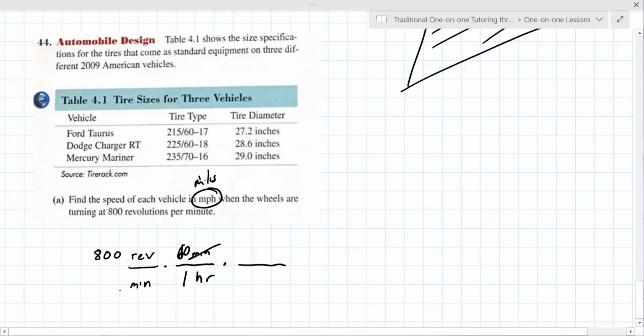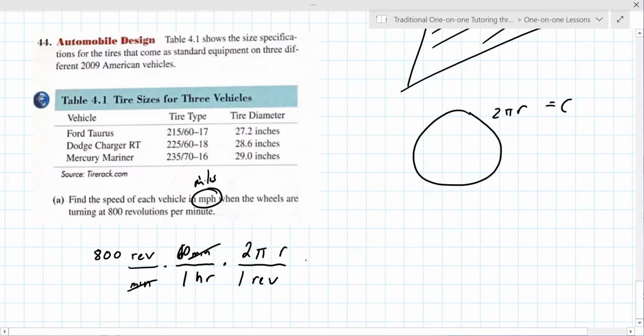And then we calculate revolution. One revolution is 2 pi r, right? If you go all the way around the circle, that's one revolution. That's the circumference. So you have to do the following for each of these calculations. It's 1600 pi times the radius. This first one, because it's giving you the diameter, its radius is 13.6, 14.3, 14.5.